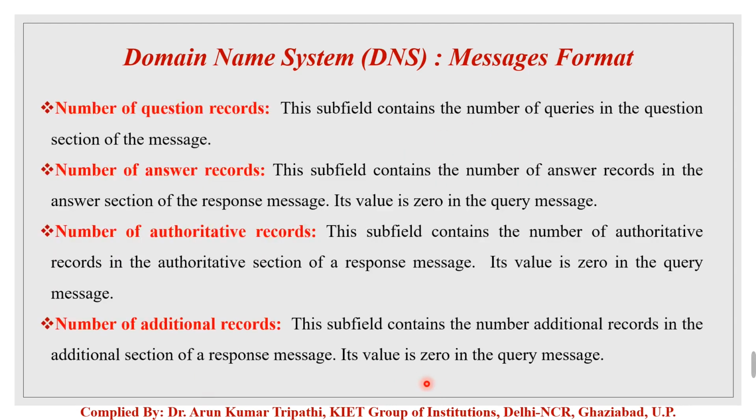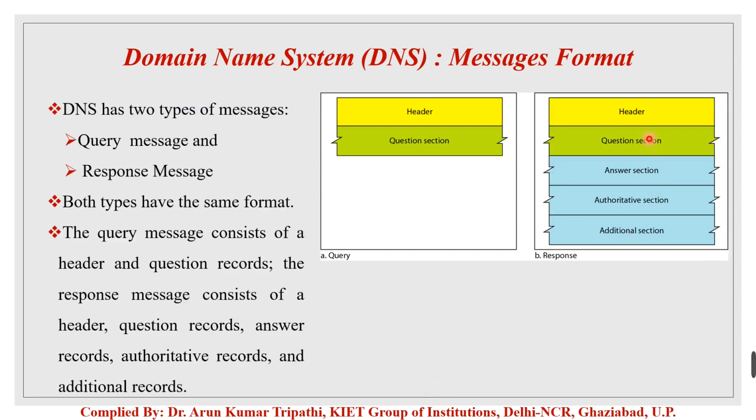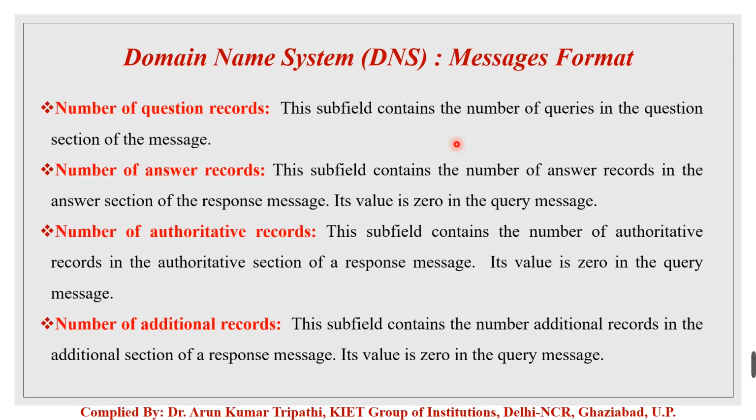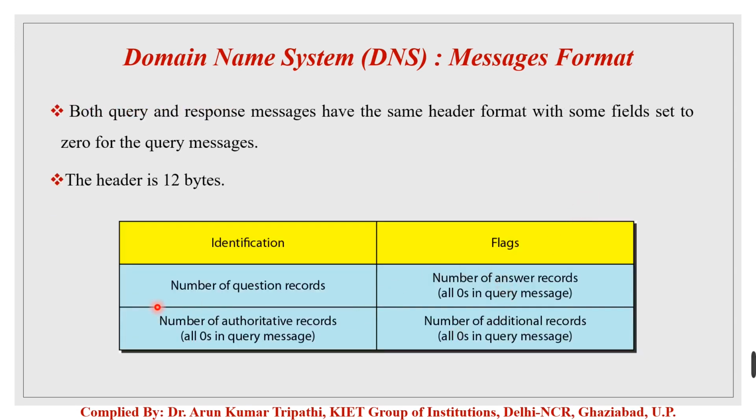So now I am going to cover the rest of the fields of the response message and one field of the query message. Number of question records. This subfield contains the number of queries in the question section of the message. How many queries are there? The number of answer records. This subfield contains the number of answer records in the answer section of the response message. It is set to 0 in the query message. So it is set to 0.